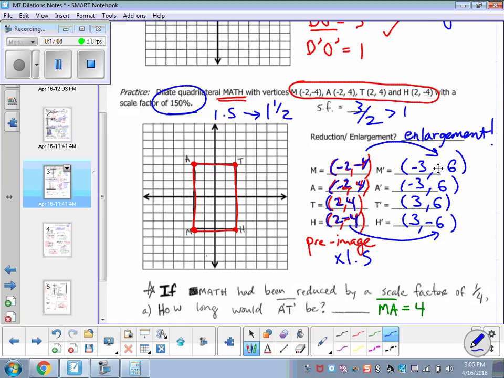We're going to move back 3, down 6. There is M prime. If we move back 3 and up 6, there's A prime. We're going to move over 3, up 6, T prime, and over 3, down 6, H prime.